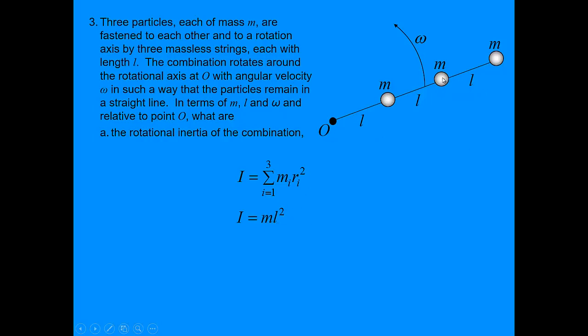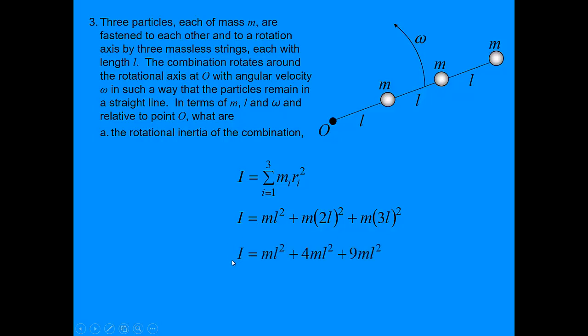What about this middle one? Well, it's got a mass of m, but it is 2L away. So it would be m times 2L squared. And this third one, the outer one, it's also got a mass of little m, but it's 1, 2, 3L away from the axis. So this would be m times 3L squared. You see how I'm breaking this up into 3 particles, which are each a different distance from the axis of rotation?